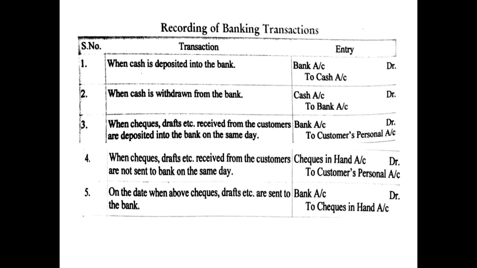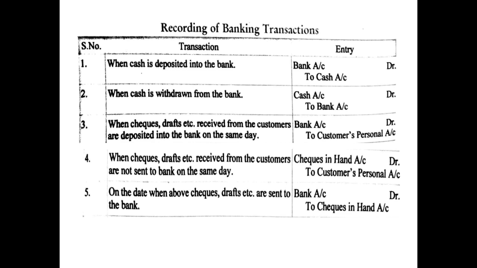And what will happen? Now the cash is coming from the bank to the business, so ultimately the bank balance will reduce, and bank balance is an asset. Asset carries a debit balance, and when the balance of asset reduces, it carries a credit balance. So here we will credit bank. So the entry for cash withdrawn from the bank will be cash account debited to bank account.